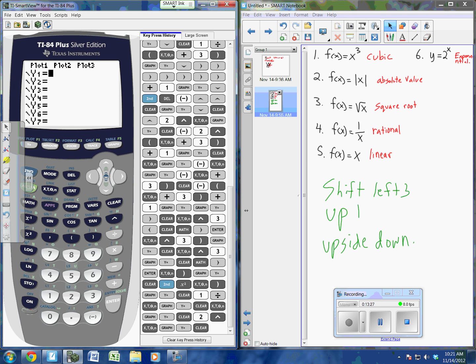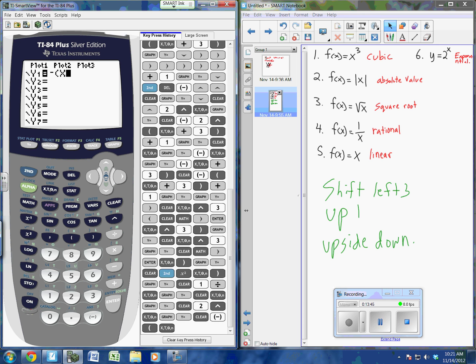I am going to take the x cubed function, first of all, and I want to turn it upside down, so I put a negative in. Okay? And then to move it to the left 3, I've got to replace x with x plus 3. That means it's got to go in parentheses. So parentheses x plus 3.